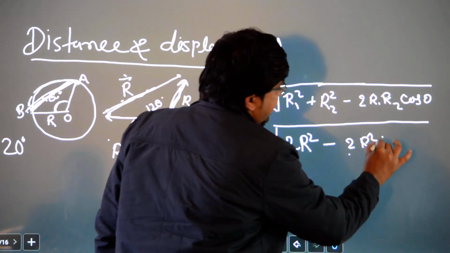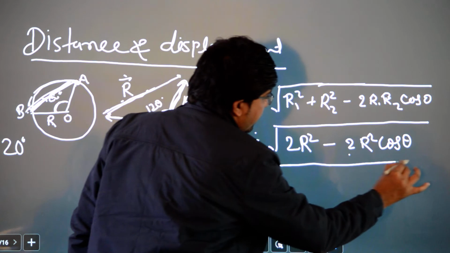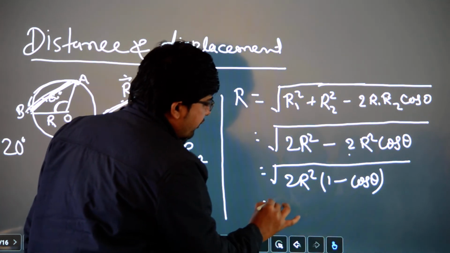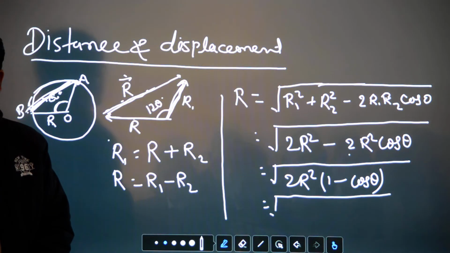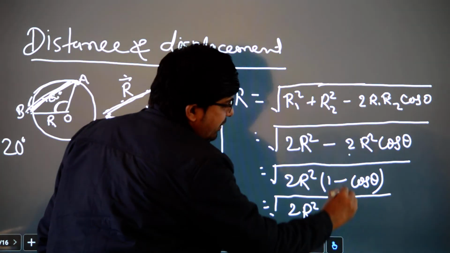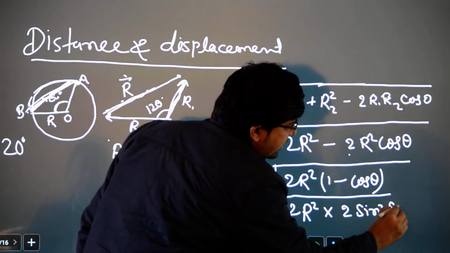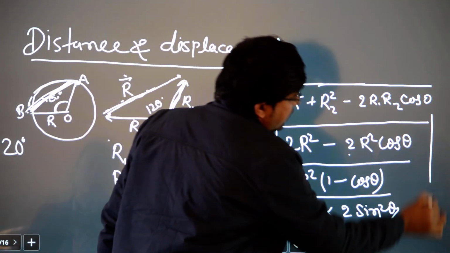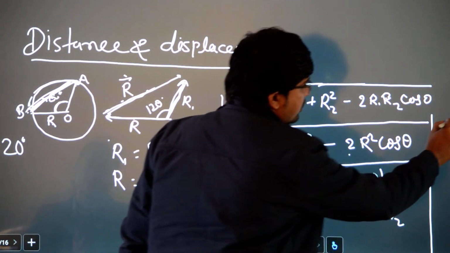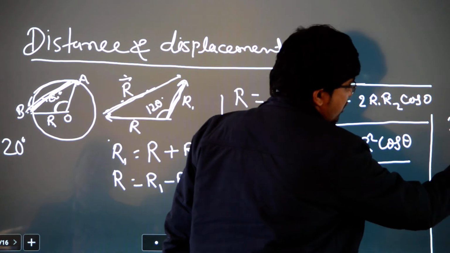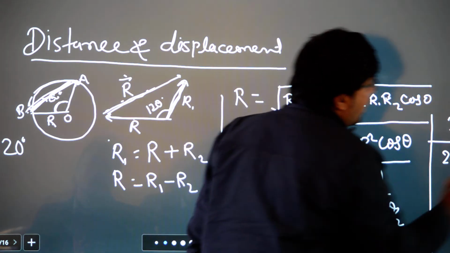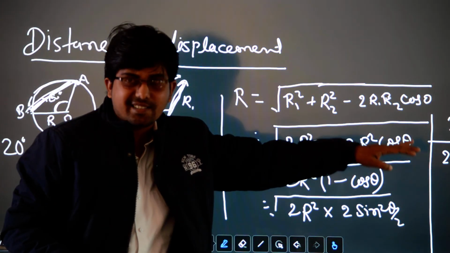2R square is common. So 1 minus cos theta. You know the formula, 1 minus cos theta equals 2 sine square theta by 2. So 2R square into 2 sine square theta by 2 gives 4R square sine square theta by 2. When we take the square root, 2 comes out, R square becomes R, and sine square becomes sine theta by 2. Now we can solve this question from this formula, 2R sin theta by 2.